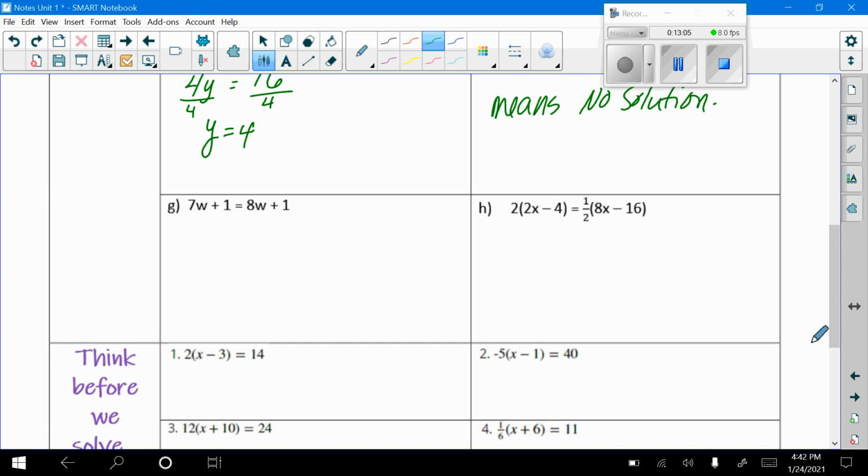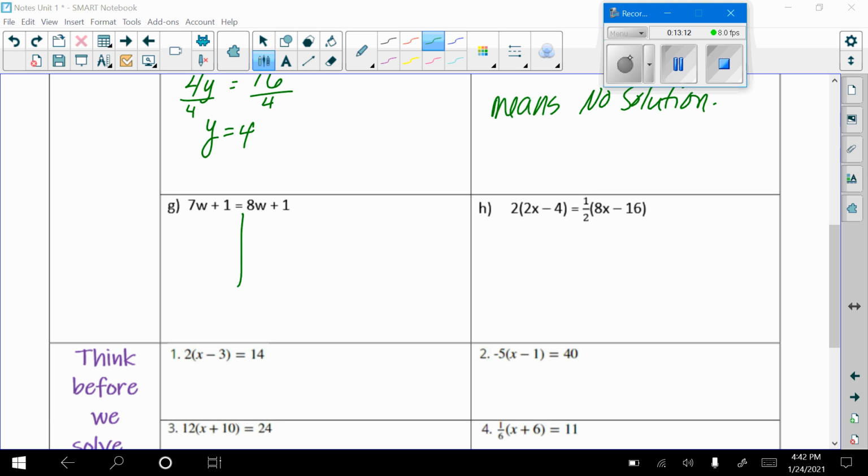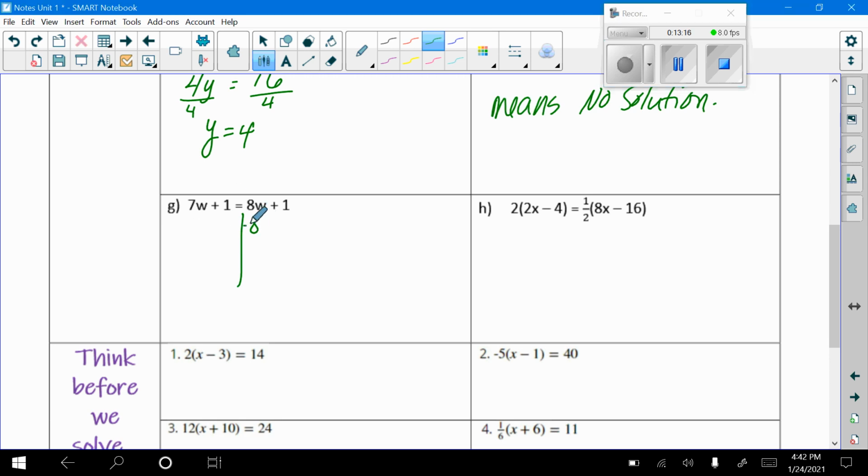Next one, line down the middle. All right, so now I'm going to move my variable to the left. So take away 8w, take away 8w. I end up with negative 1w plus 1 is equal to 1. Move your variables across. At any point in time, you can pause me and try them on your own, of course. So take away 1, take away 1. Now I end up with negative 1w is equal to 0.